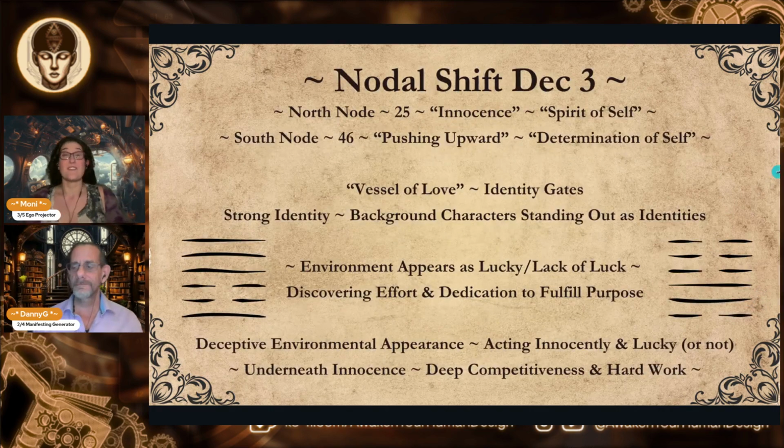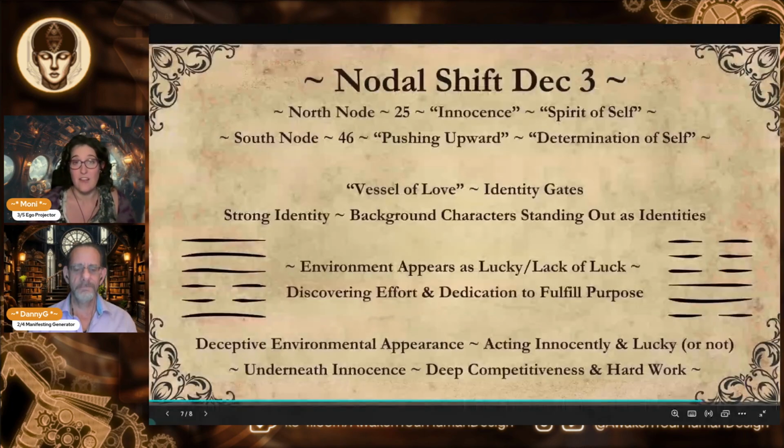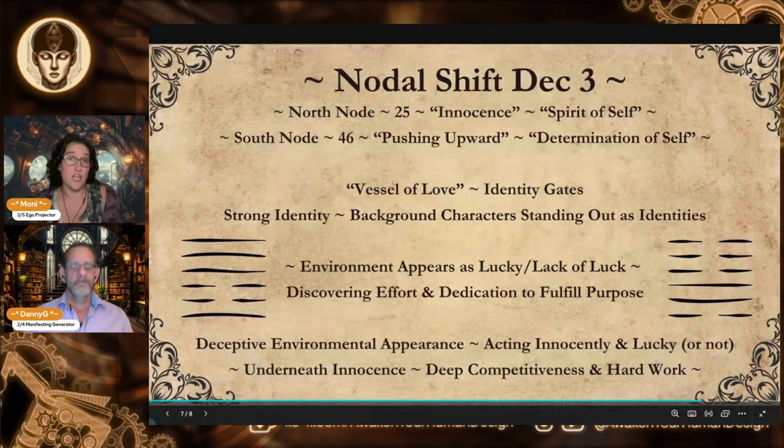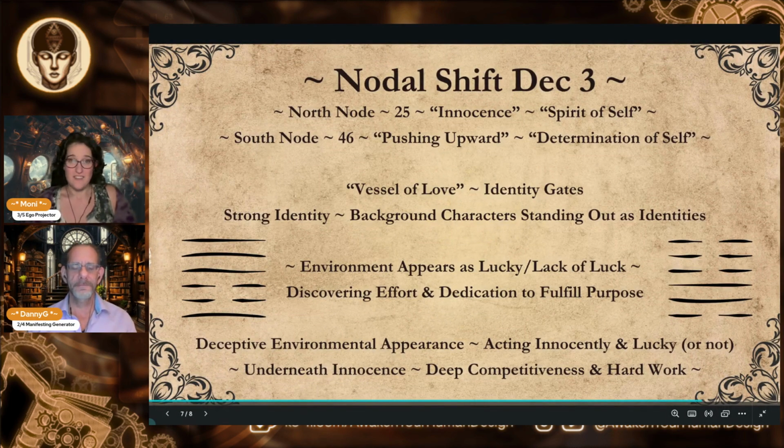All right, so this nodal shift that's happening December 3rd, we're going to be shifting into this new energy, right? The north node is going to be in 25, which is innocence and the spirit of self, and the south node is going to be in 46, which is pushing upward, or the determination of self. The 25 and the 46 are part of the vessel of love gates. So it's the 25, the 46, the 10, and the 15, and these are all identity-centric gates. So part of this environment is going to have a really strong identity, and the background characters in our environment are going to stand out more as strong identities.